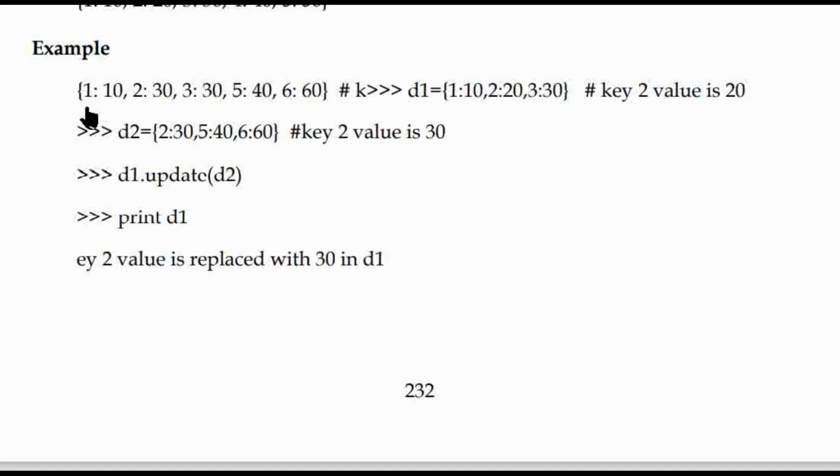Example: D1 is equal to 1 colon 10, 2 colon 20, 3 colon 30. Key 2 value is 20. D2 equal to 2 colon 30, 5 colon 40, 6 colon 60. Key 2 value 30. D1 dot update D2. Print D1. Key 2 value is replaced by 30 in D1. Here is 2 colon 30, here is also 2 colon 30.